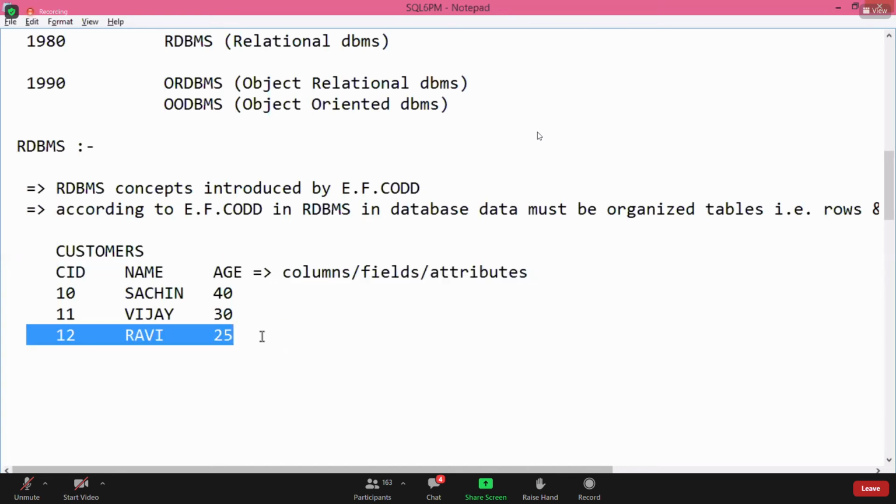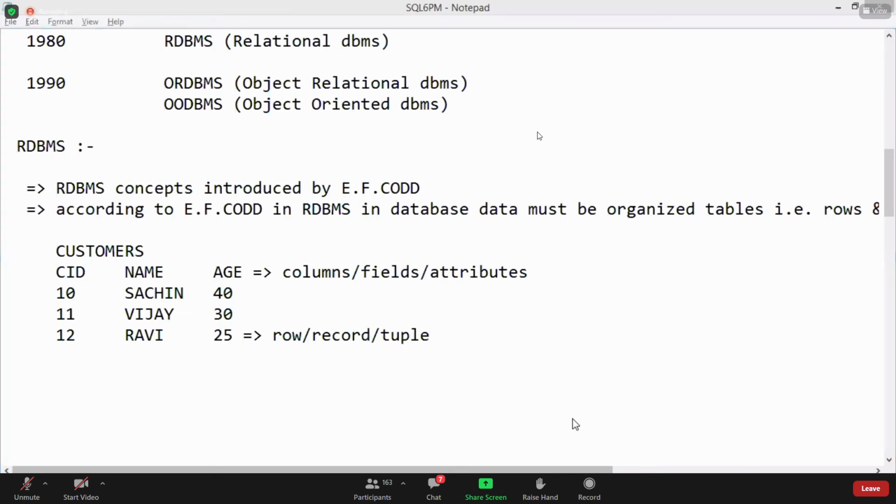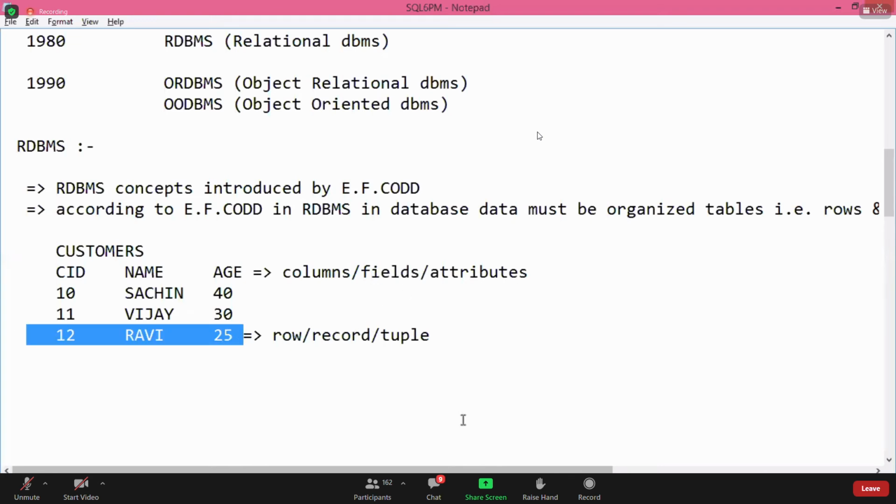So these are called columns. But what is this called? This is called a row, or a record, or a tuple. In my class I'll be using these terms, fields and records, so don't get confused. You can call this a row, or a record, or a tuple.